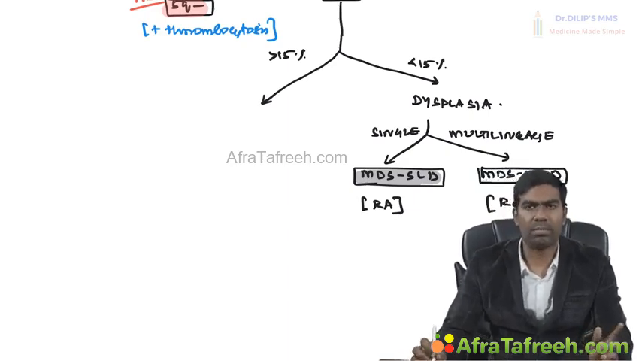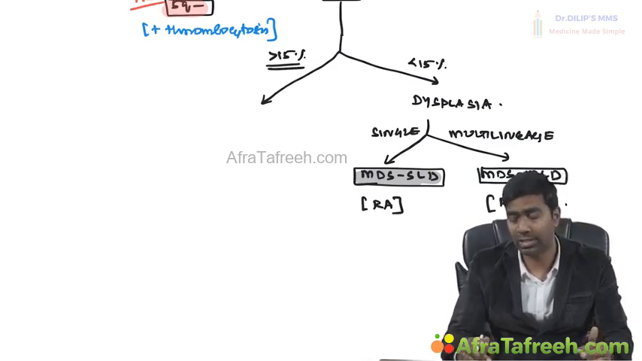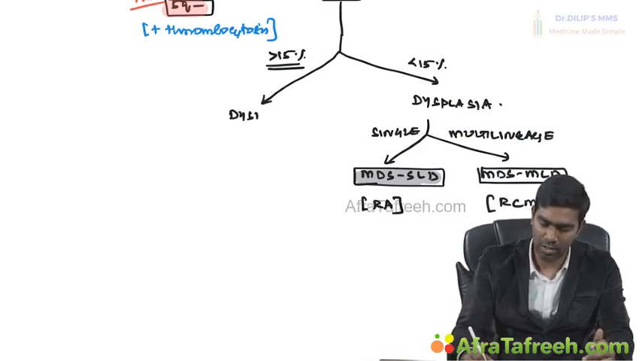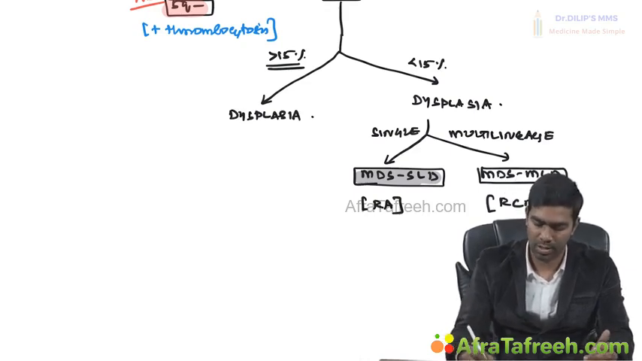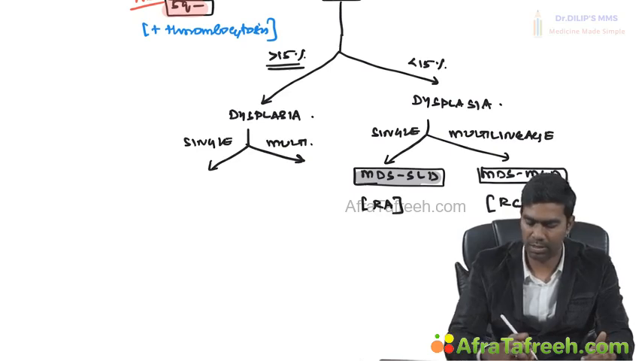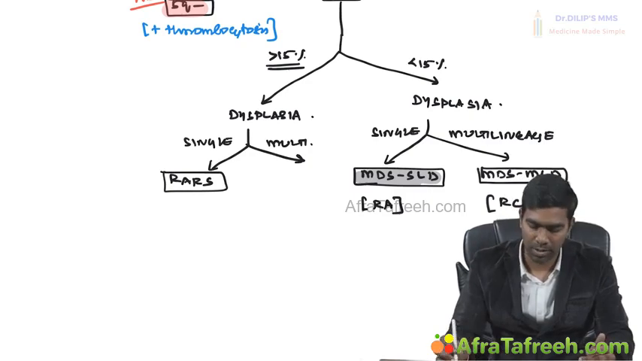This is where the ring sideroblast is less than 15%. If the ring sideroblast is more than 15%, then again you have to see how many lineages are showing the dysplasia, whether it's a single lineage dysplasia or a multilineage dysplasia. Clear? If it's a single lineage dysplasia, we call it refractory anemia with ring sideroblasts. That's called RARS.